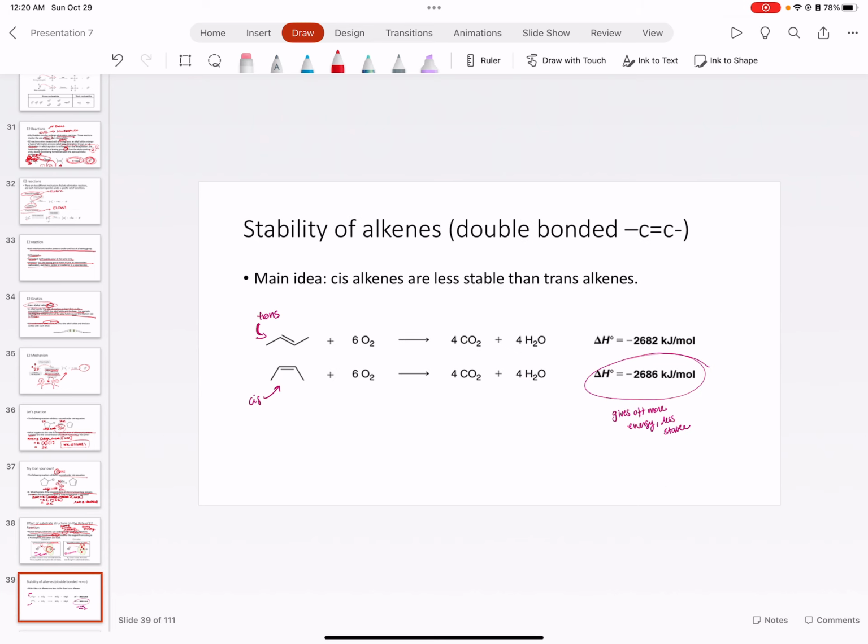Okay, so just as a little break, stability of alkenes, double bond. So the main idea is cis alkenes are less stable than trans alkenes. And that's what we learned from previous chapters, because with cis it has way more interactions, because they're able to touch each other, while on trans they're not really able to touch each other. And how do you identify whether cis or trans? It's mainly by priority groups.